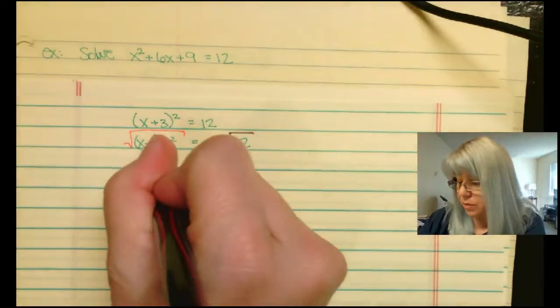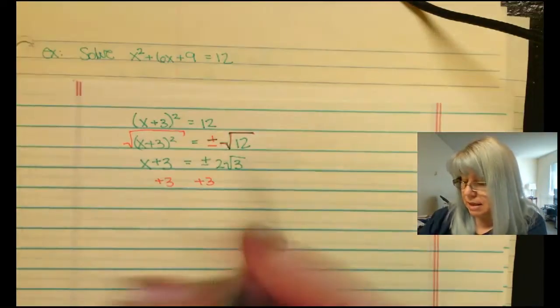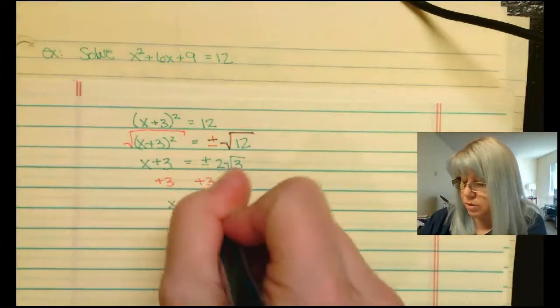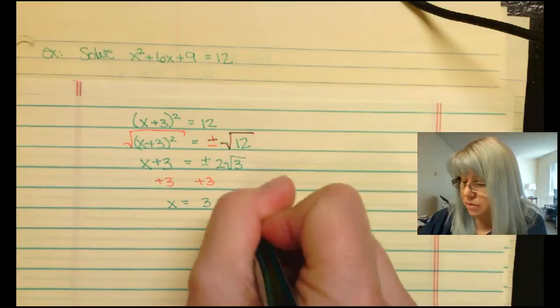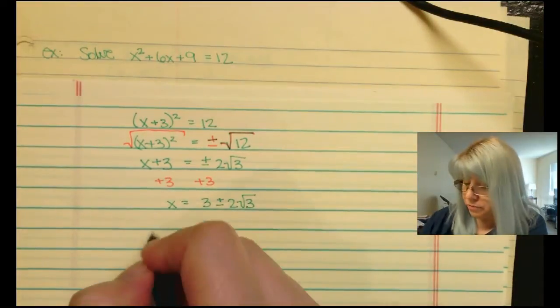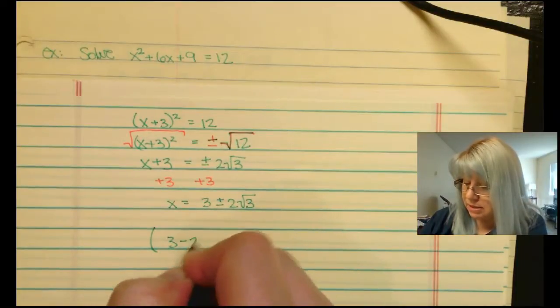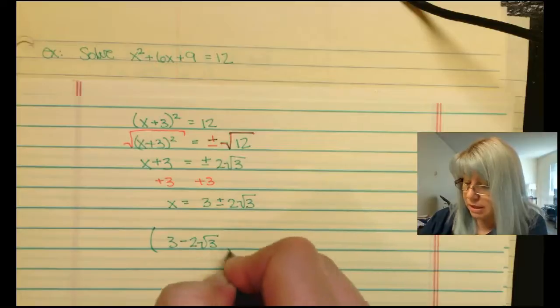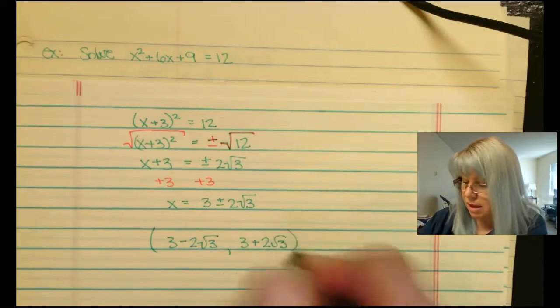I'm going to add 3 to both sides. X equals 3 plus or minus 2 square roots of 3. Remember, there are two answers here, two solutions possible. There's 3 minus 2 square roots of 3, and 3 plus 2 square roots of 3.